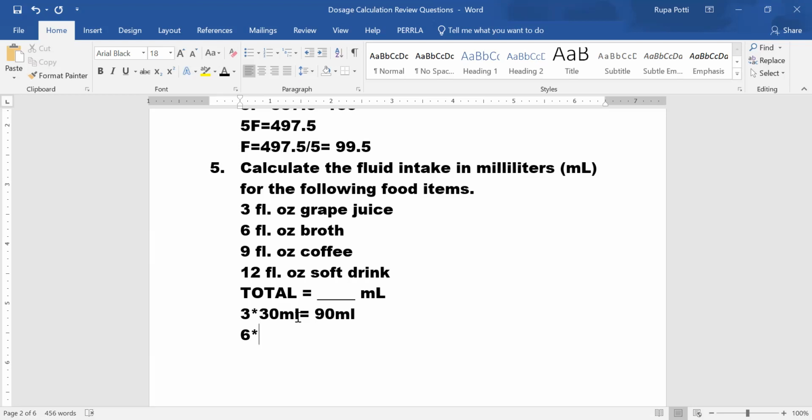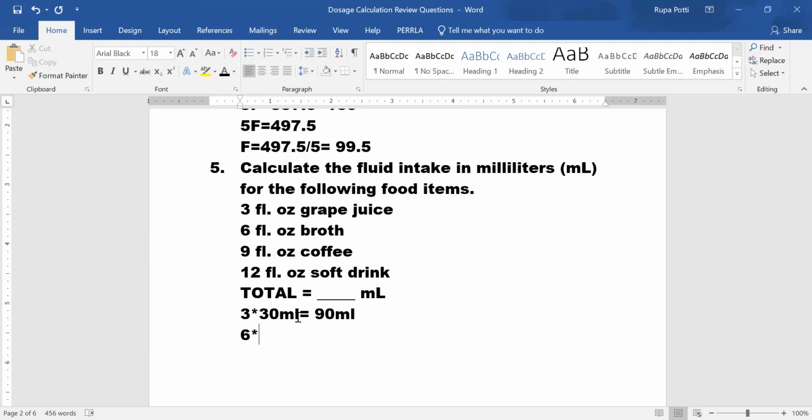But sometimes you may get problems like: the patient is getting IV fluids at 125 mL per hour, and they also give you that the patient had a cup of broth and so many ounces of juice or something like that. So you will have multiples of units that you have to convert.